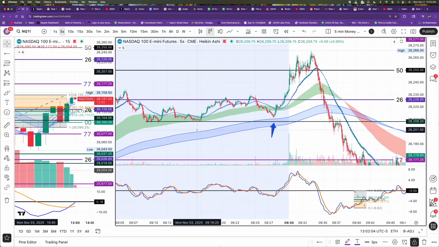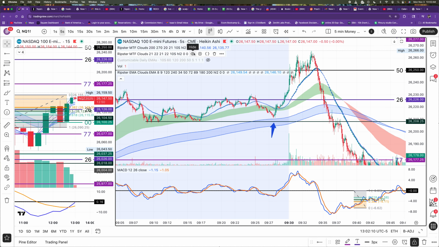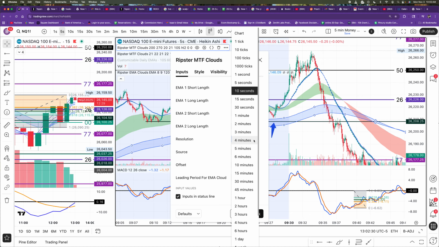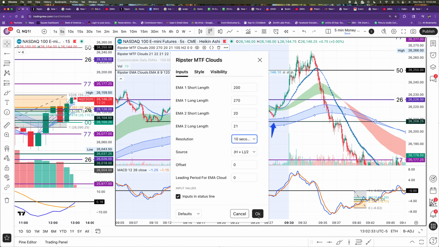A multi-time frame cloud. And what that just means is that I have a tool that allows me to select the time frame that the cloud is based on, or the EMAs, basically multiple EMAs. Because it's an MTF cloud, it allows me to select in the settings here in TradingView the resolution that I'm looking for. So I use 10 seconds, and the reason I do that is because I want up to the moment updating of the EMAs. So if I used, this is a 5-minute cloud.